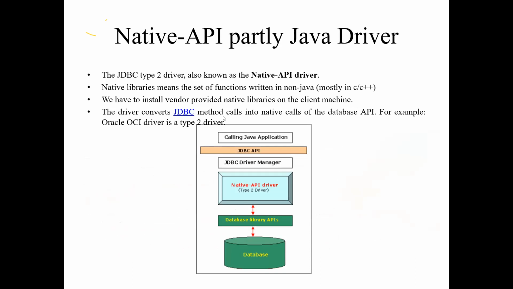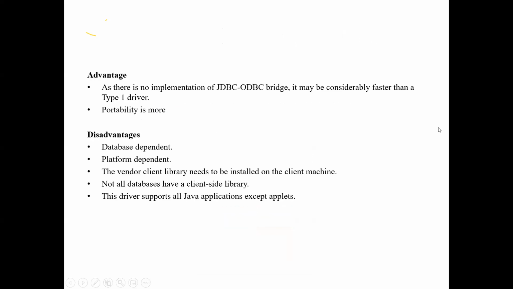The driver converts JDBC method calls into native calls of the database API. For example, the Oracle driver is a type 2 driver. If we want to communicate with an Oracle database, we have to use the type 2 driver provided by Oracle. So this is the communication between the Java application and the database. Here our main agenda is to communicate from the Java application to the database. Here also we have some advantages and some disadvantages. The main advantage of the type 2 driver is that it has more portability.